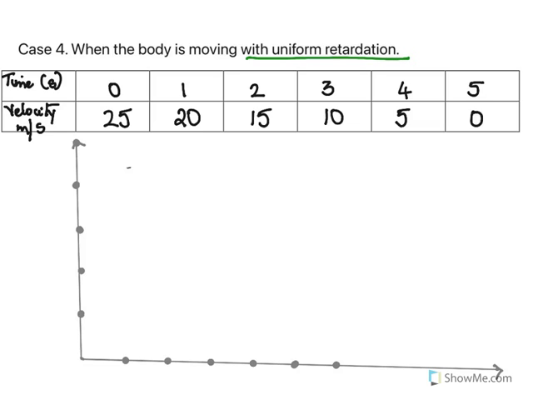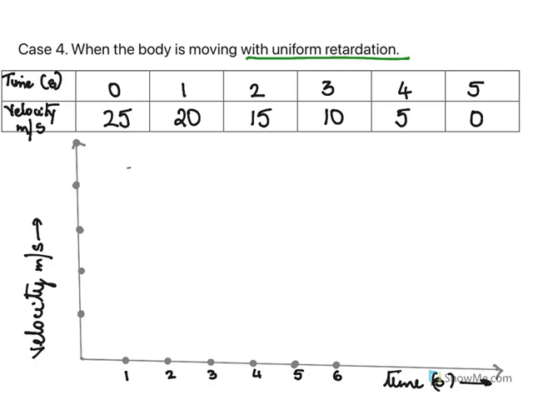We'll draw the velocity time graph, the time on the x-axis, which is in seconds, and velocity on the y-axis in meter per second. We take this as 1 second, 2, 3, 4, 5, 6 seconds, and so on. The velocity will take as 5 meter per second, then 10 meter per second, 15 meter per second, 20 meter per second, and 25 meter per second. And we'll begin to plot the graph.